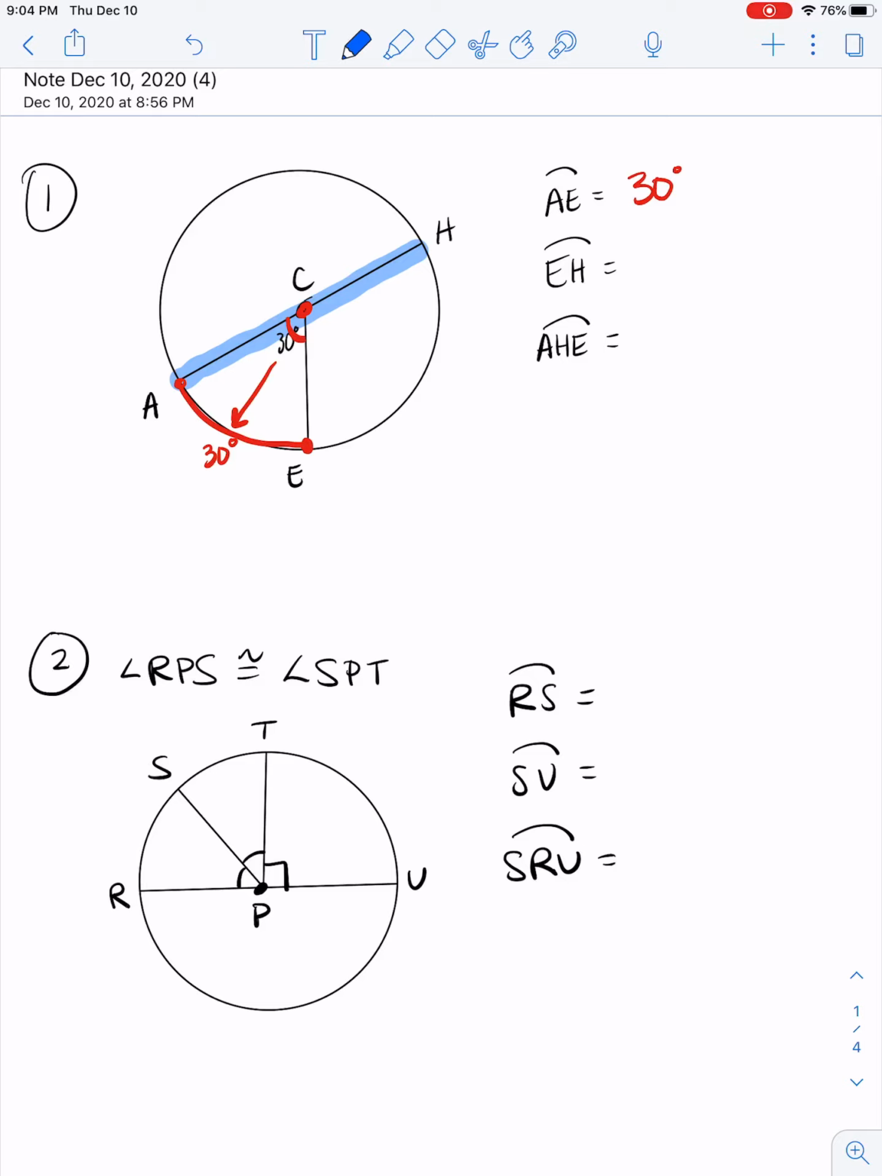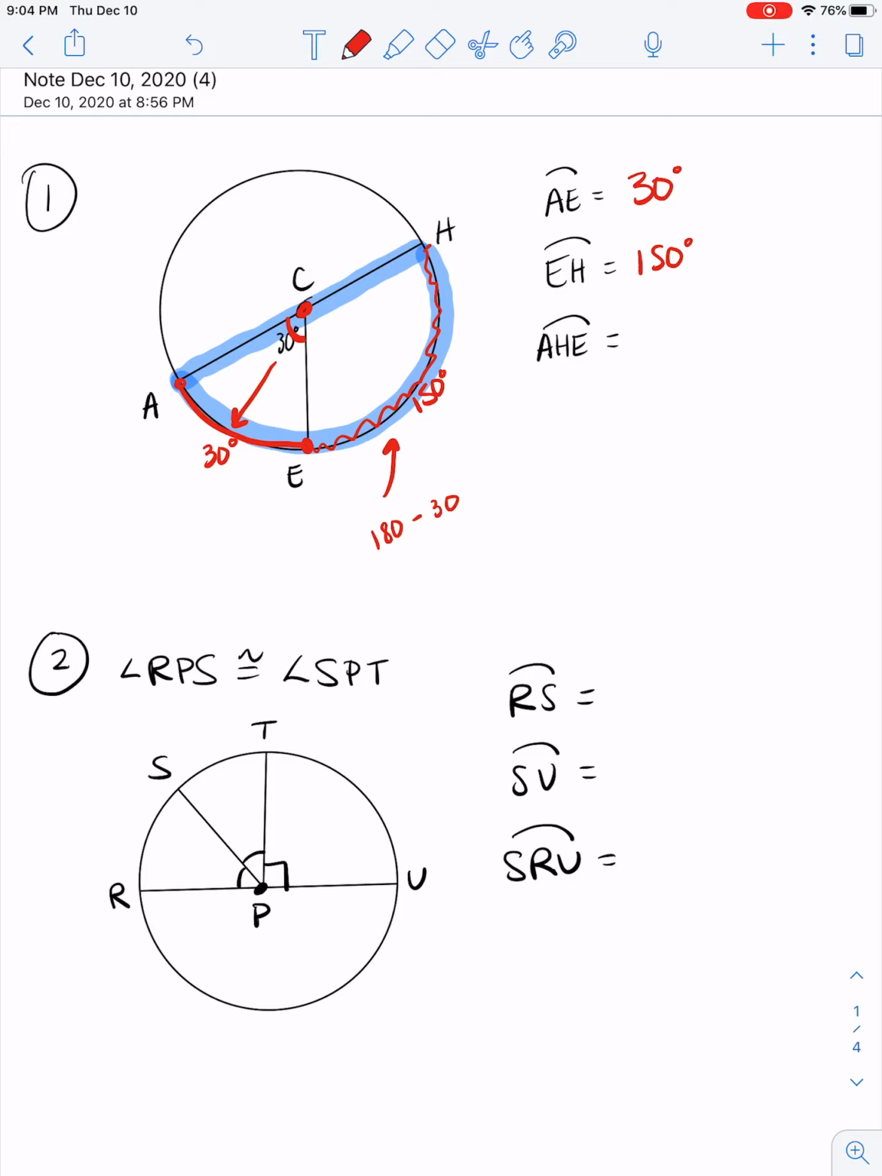So if that whole thing is 180 degrees from A through E all the way around to H, then in order to find this arc right here, I'm going to do 180 minus the one we just found, which is 30 degrees. So 180 minus 30 is 150 degrees, okay? So from E to H is 150 degrees.